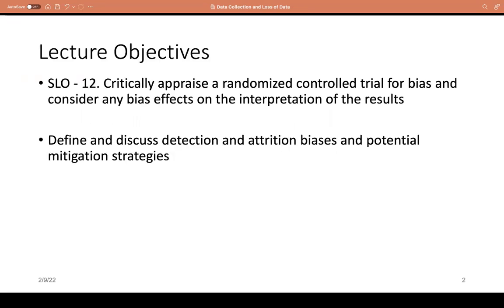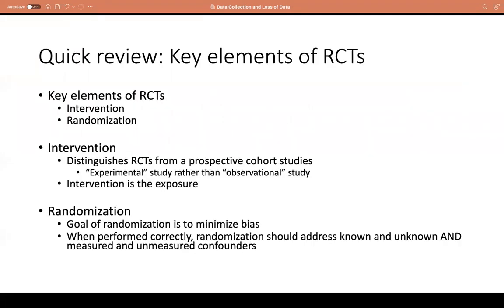So the lecture objectives refer to learning objective 12, which is to critically appraise a randomized controlled trial for bias and consider any bias effects on interpretation of results. Specifically, our objectives in this lecture are going to be to define and discuss detection and attrition biases and potential mitigation strategies.